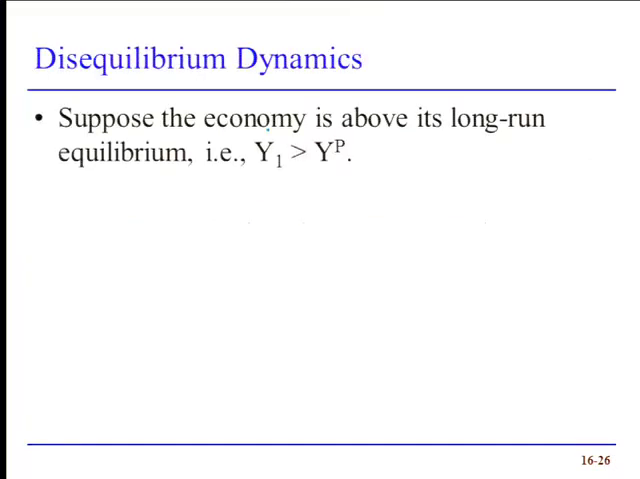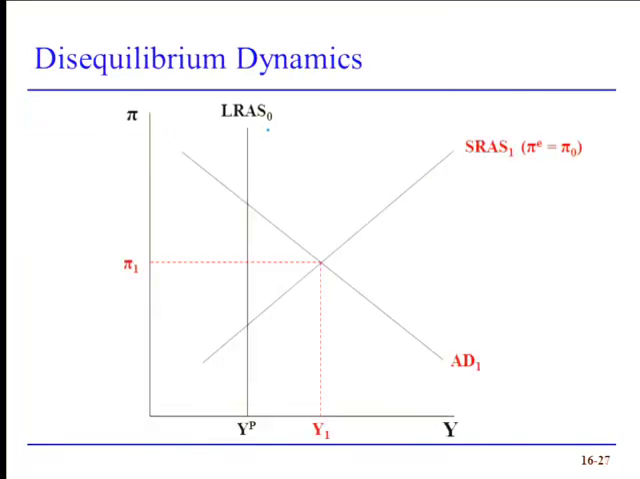So let's start with thinking that economic output is above potential. Economic output is above potential. So here's the situation. Right? So I drew a short-run equilibrium at point A, where economic output is at Y1, and inflation is at pi 1. We are not, however, on the long-run aggregate supply curve. Economic output is above its potential level. So we have to figure out what's going to happen next.